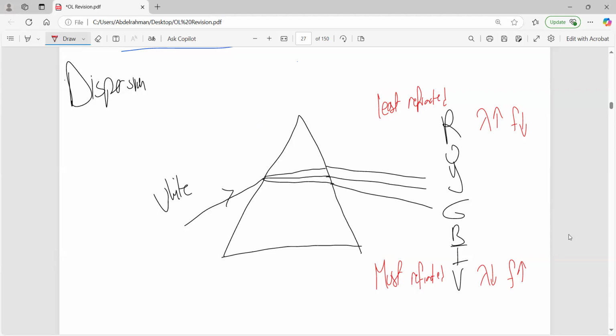We cannot see infrared. What does infra mean? It means that it has a frequency less than the red light. That's why you cannot see it. What about ultraviolet radiation? It has a frequency above the violet color, so we cannot see ultraviolet radiation either. ROYGBIV, we have seven colors. These are the spectrum of visible light.